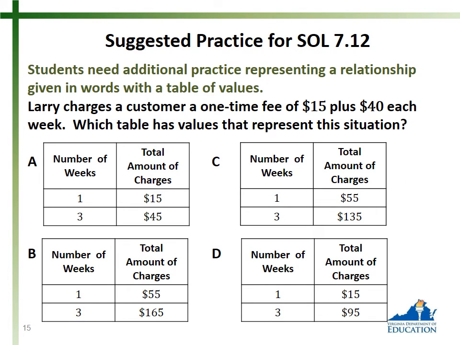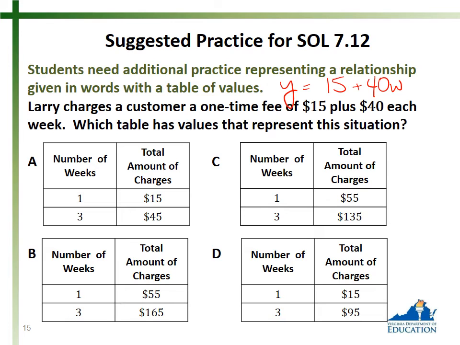So here we have this question. Larry charges a customer a one-time fee of $15 plus $40 each week. Which table represents the value of this situation? If I was going to write this out as an equation, I can say y would equal $15 plus $40 for every week. And so if I put 1 week in, I can figure out how much our friend Larry is going to charge me for 1 week of whatever I'm using.